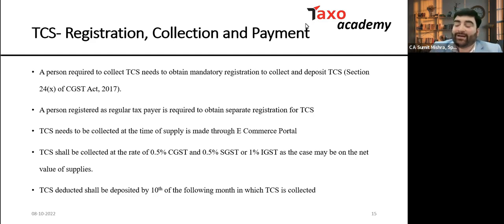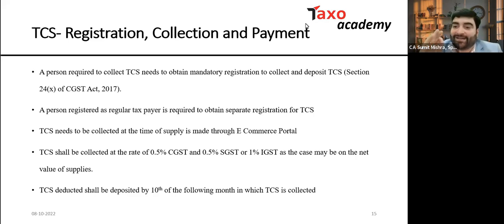Market model, where somebody comes from the market and places their product on the portal of Flipkart. That is called the market model, where TDS provisions and TCS provisions are applicable. Flipkart also works on an inventory model, where Flipkart purchases on its own, keeps it in its warehouse, places it on the portal of Flipkart and sells it to the customer.